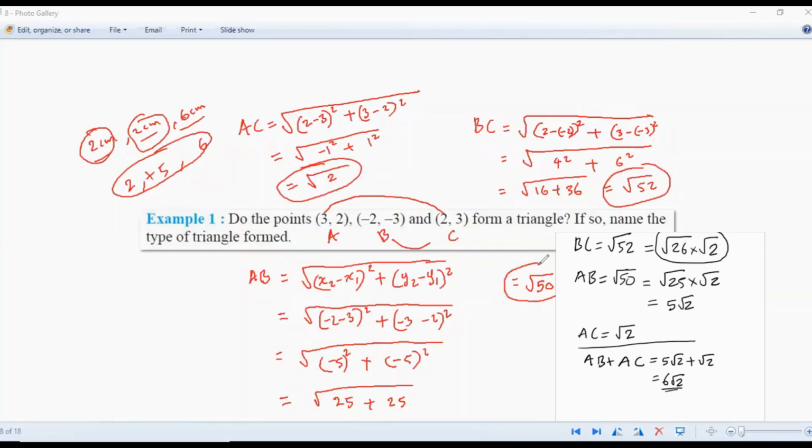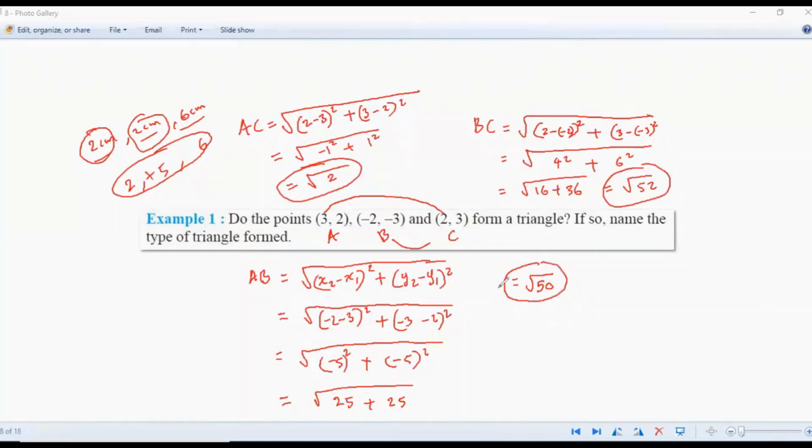Because you look here, root 26 is less than 6, right? Because 6 means root 36. So 6 root 2 can be written as root 36 root 2. But here only root 26 root 2. So clearly the sum of the two smaller sides AB plus AC, or 6 root 2, is larger than the largest length BC, that is root 26 into root 2. Hence we can say that ABC forms a triangle.